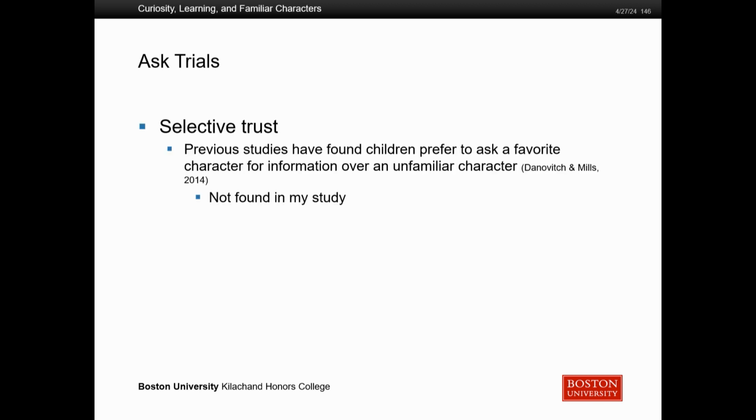Additionally, in terms of selective trust, there have been studies that have found that children prefer to ask a familiar character over an unfamiliar character, which I didn't find. However, that study did allow children to choose a favorite character from a list of characters, whereas we didn't. We didn't ask if Elmo was their favorite. We just said, do you know him?